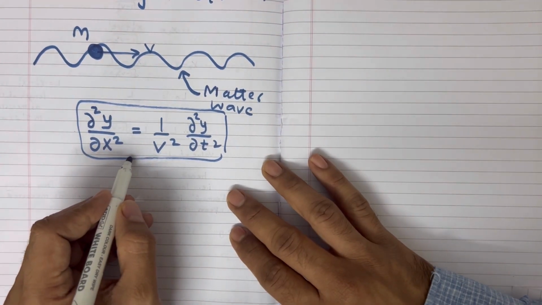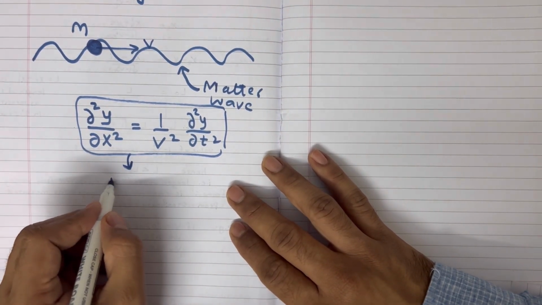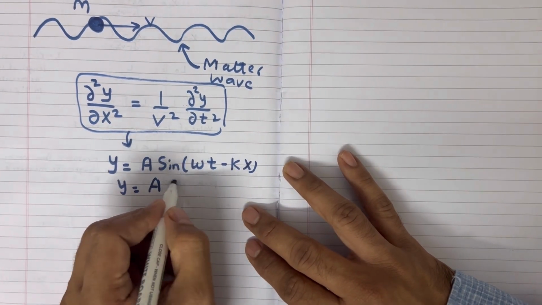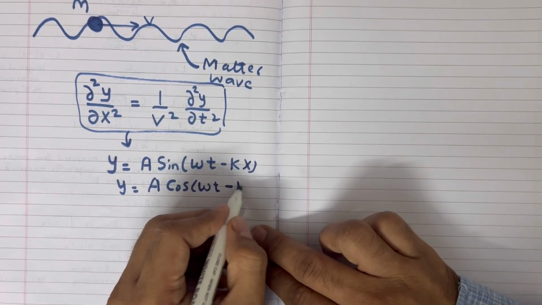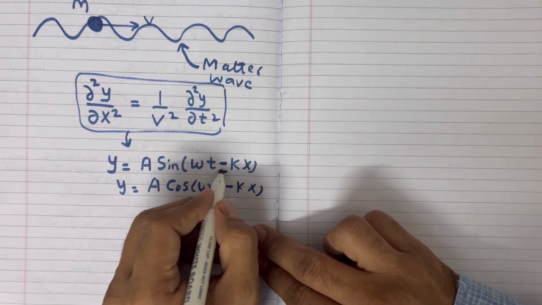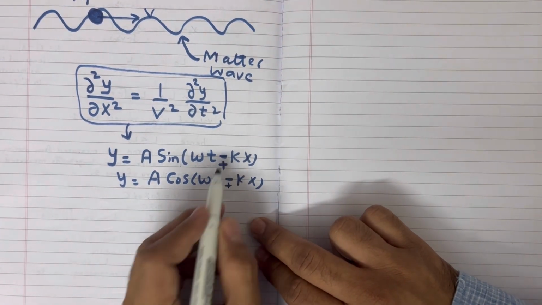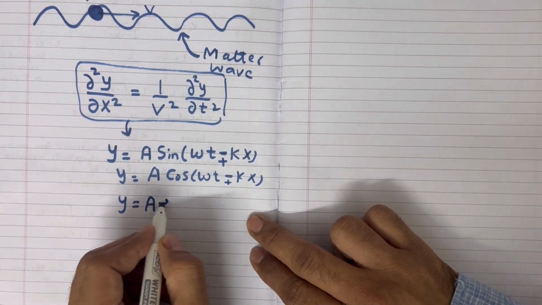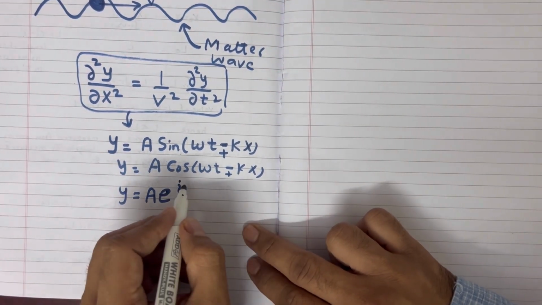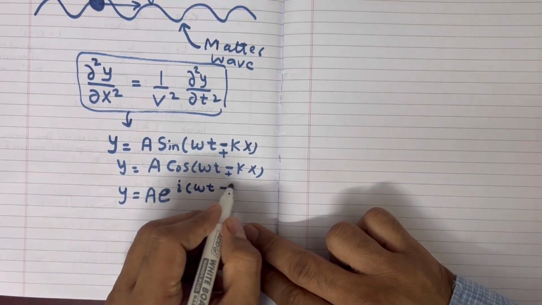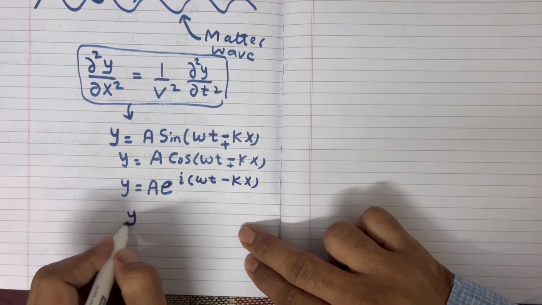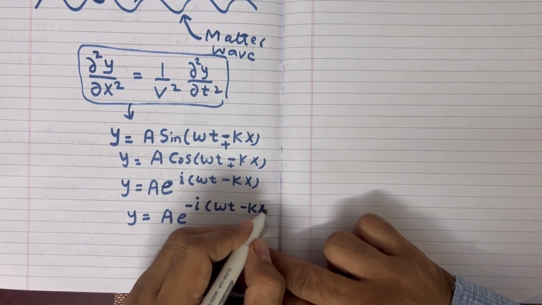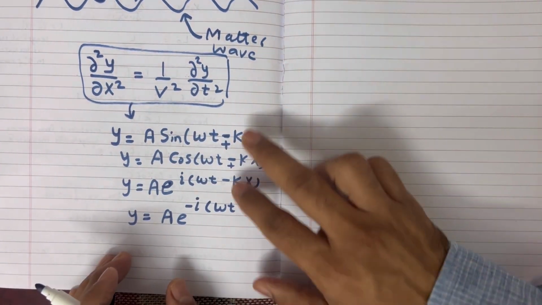Now, this equation can have many solutions. For this equation, we can have this kind of solution, a cos(omega t minus kx). Minus or plus, both are possible. We can have a complex solution also for this equation, like a e to the power i(omega t minus kx), where i is the complex number. We can also have a e to the power minus i(omega t minus kx). So this equation can have any of these solutions.